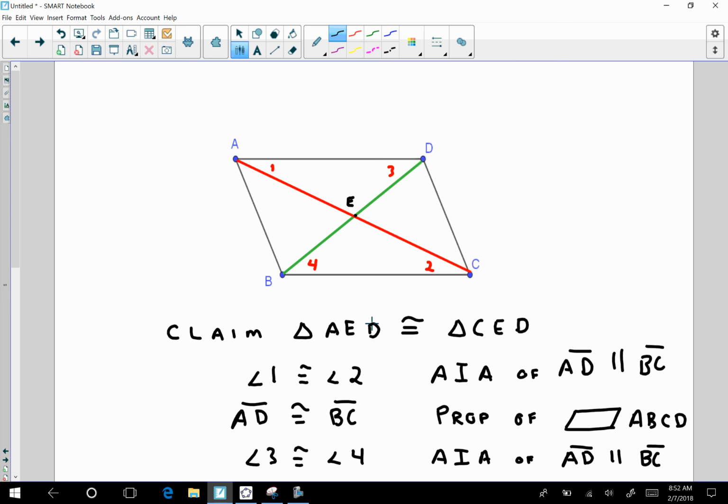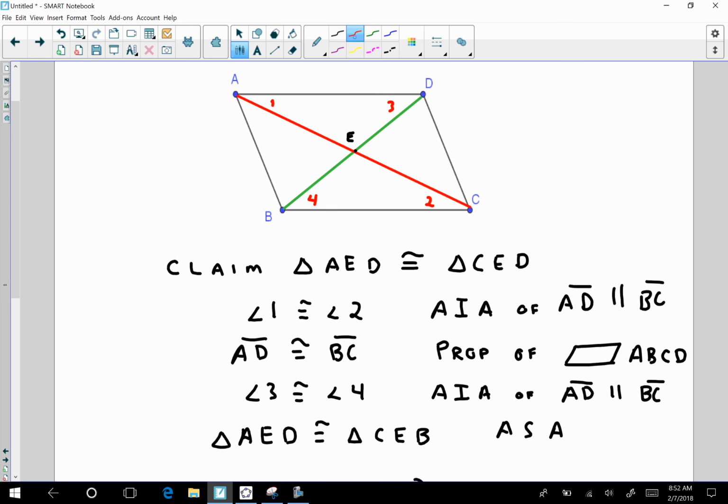It's going to be very useful if I can prove the claim that triangle AED is congruent to triangle CEB. So I've got a little typo here. Let's make the typo correct. This is going to be CEB. It's nice when I have typos, because that way you can double check me for little itty bitty errors like that. So this is what I want to do. I want to prove that triangle AED is congruent to triangle CEB. Let's see if we can get that accomplished.